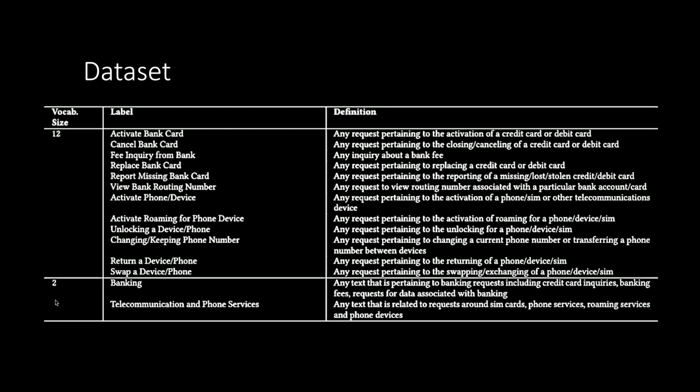The table shows the 12 original labels and their definitions that belong to 2 categories. And for the purposes of our study, we also derived a simpler categorical labeling of the data where each example pertains to either banking or telecommunication and phone services, as seen in the 2 rows that are labeled as vocab size equals 2.